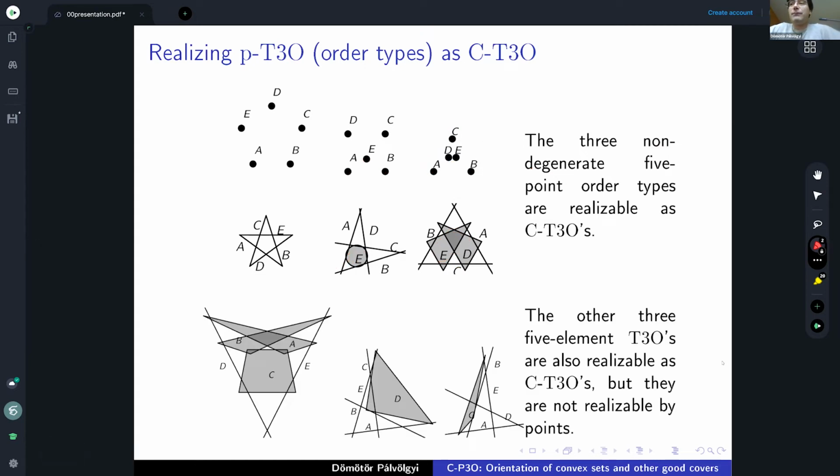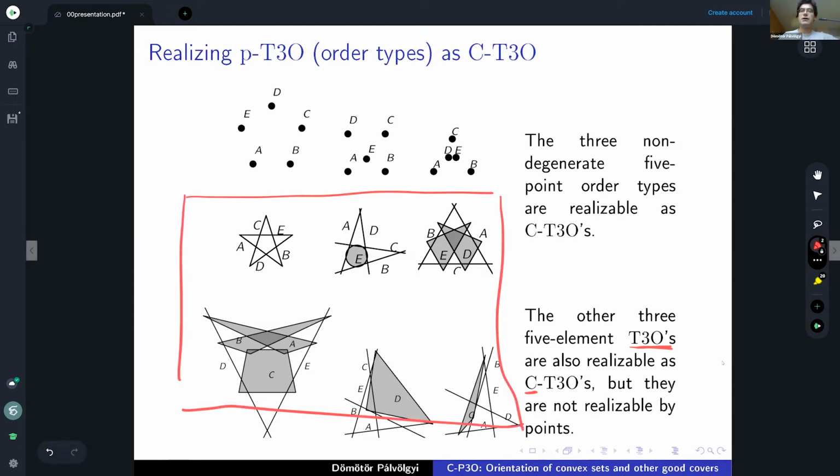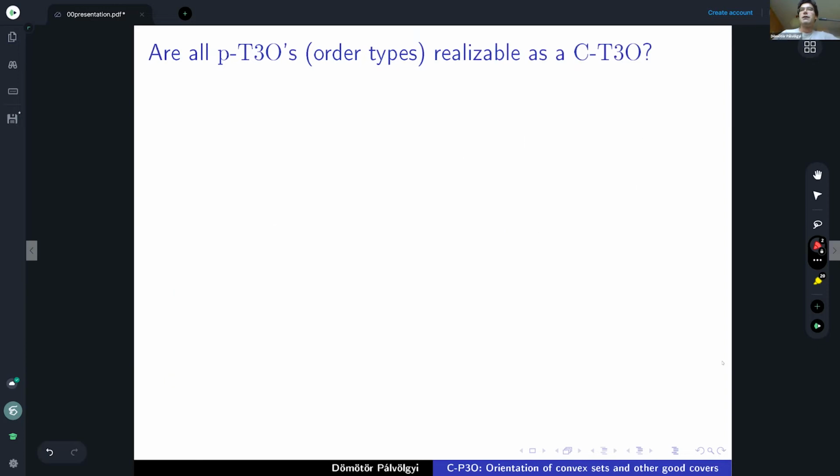But interestingly, if you look at all these total 3 orders, you can enumerate that in total there are 6 of them. And the other 3 5-element T3Os, you can also realize with convex sets. But of course, they are not realizable by points. We know that there are exactly 3 point order types on 5 points. So there are all these 6 things. All 6 T3Os can be realized as C-T3Os. So it looks like C-T3Os are quite powerful. But this doesn't answer whether all point order types are realizable with convex sets or not.